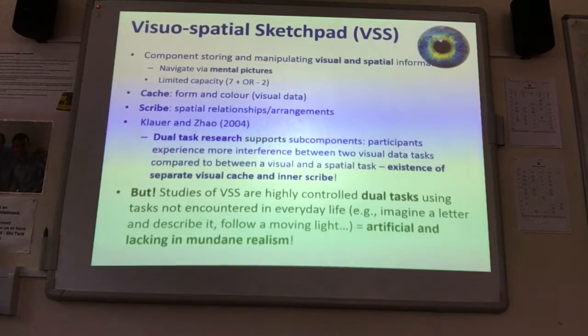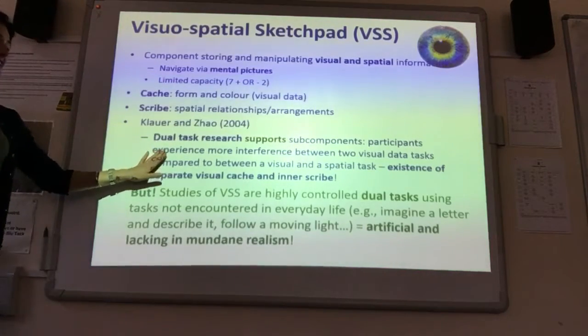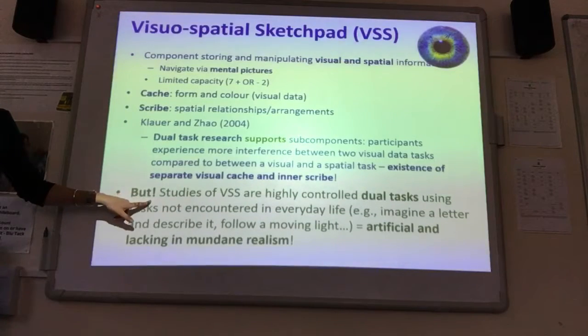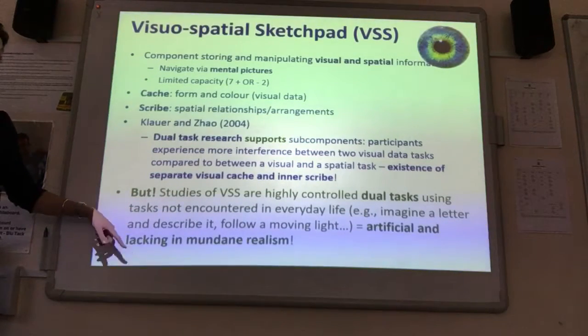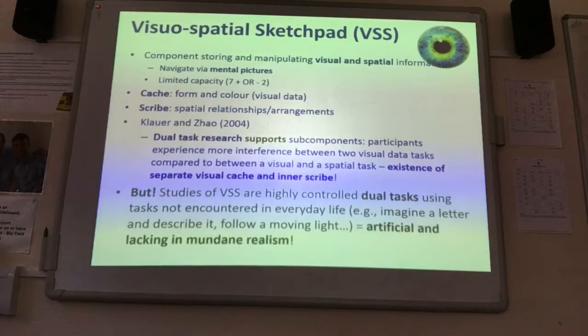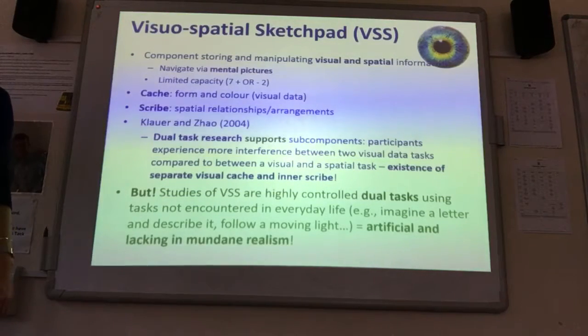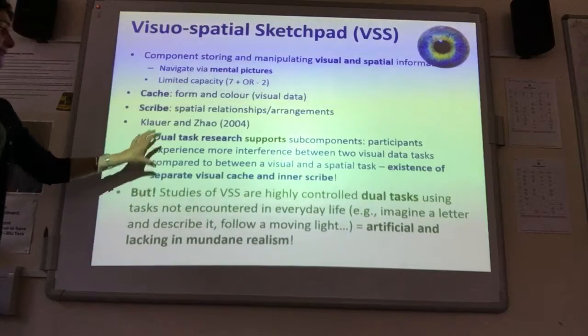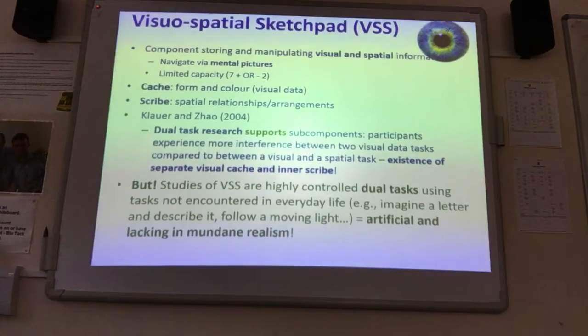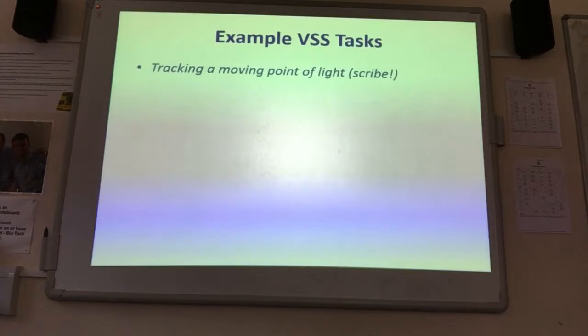However, classic critique in memory research: these kinds of studies using dual task techniques are highly controlled, and they often use stimulus and materials that we don't encounter in everyday life. For example, imagine a letter in your head and describe it. Follow a moving dot on a piece of paper in front of you. They're not really the typical things that we would encounter in real life. They are artificial. So your classic critique of VSS evidence is the fact that it lacks mundane realism. But look at the level of depth, not just that it lacks mundane realism, explain what that means in the context of this research. And just as I did for the phonological loop, here are some example VSS tasks.